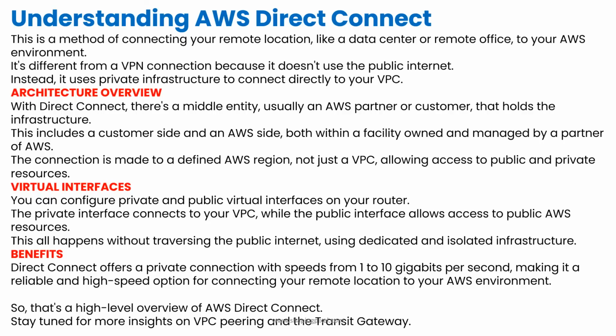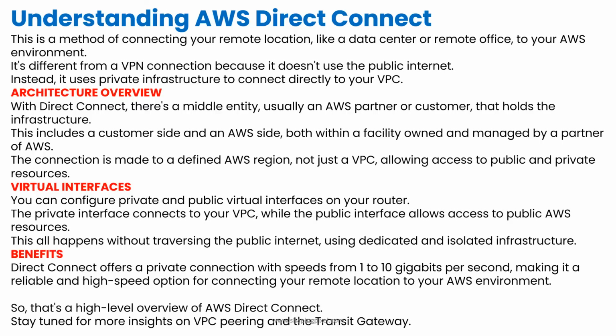So let's try to understand AWS Direct Connect. This is a method of connecting your remote location, like a data center or remote office, to your AWS environment. It's different from a VPC connection because it doesn't use the public internet. Instead, it uses private infrastructure to connect directly to your VPC.